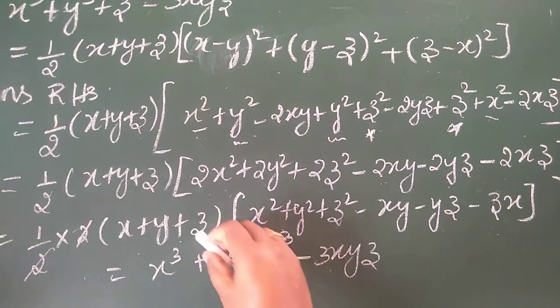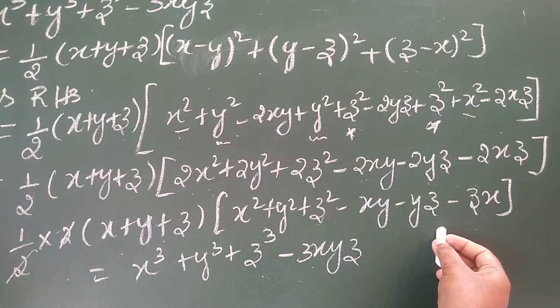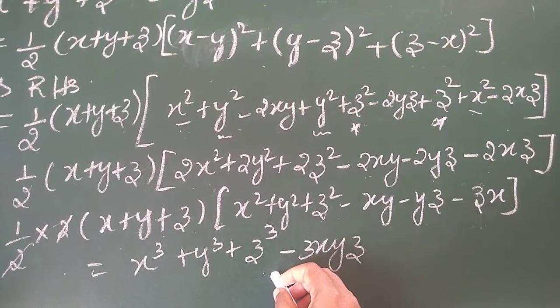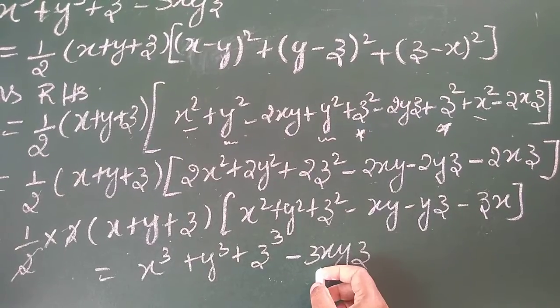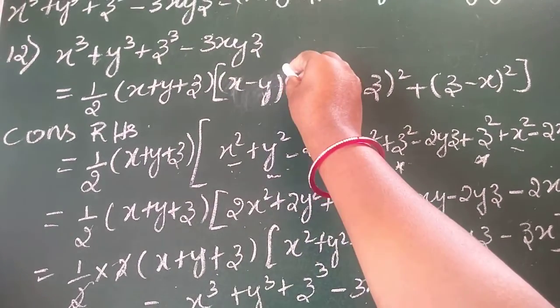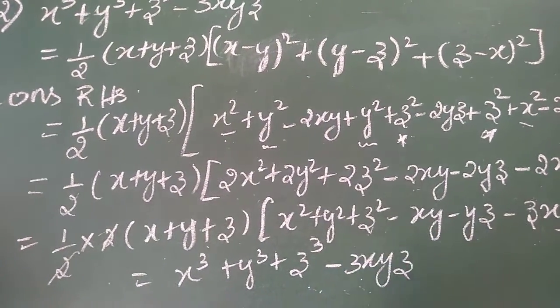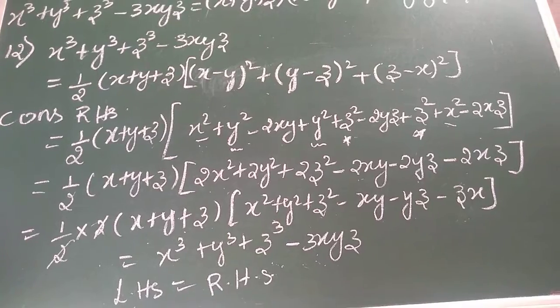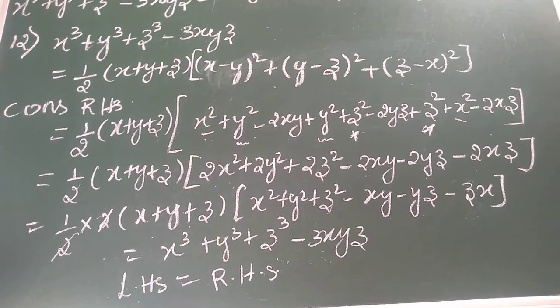So x plus y plus z into x square plus y square plus z square minus xy minus yz minus zx is equal to x cube plus y cube plus z cube minus 3xyz. This is your identity number 8. Hence now check here, your LHS equals RHS in the 12th question, hence it is verified. Check the solution, children. Okay, can we move to the next sum?